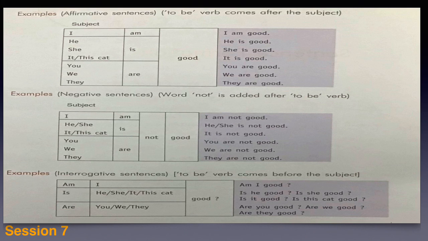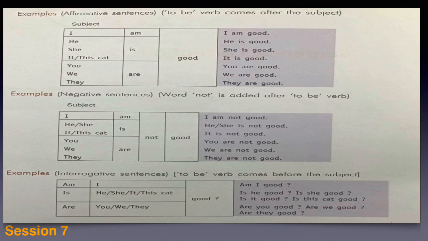In the same way, the negative sentences are formed, starting with the subject, and then the word not is used after the to be verb. Subject, then the to be verb, and once again in the third, as it is a negative sentence, we will use not. I am not good, he or she is not good, it or this cat is not good, you are not good, we are not good, they are not good, like this way.